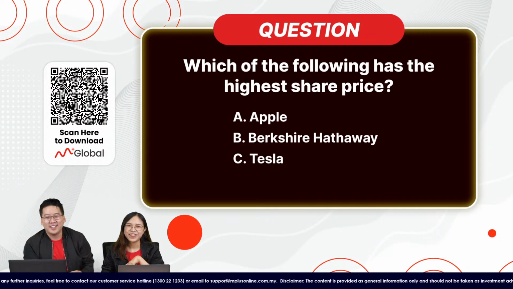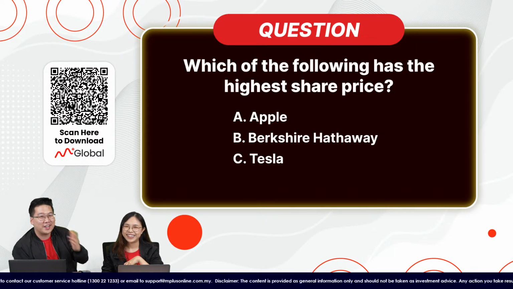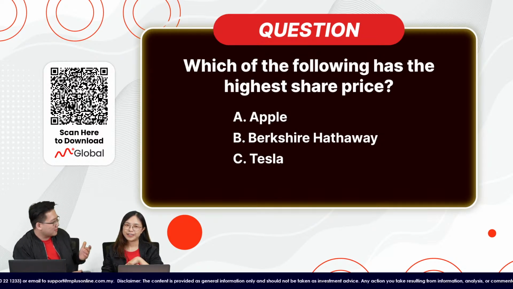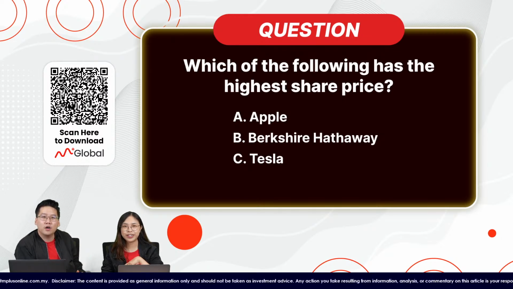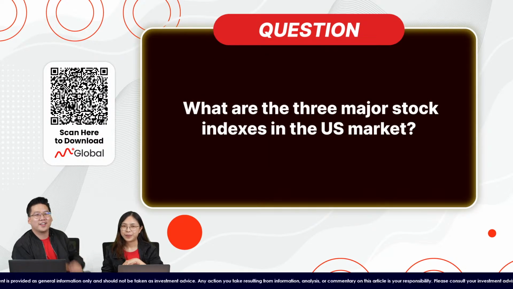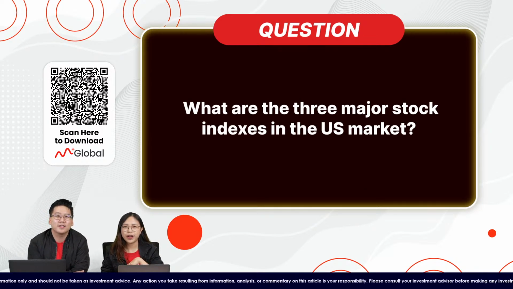Okay, all right. So obviously, congratulations to whoever answered B for Berkshire Hathaway. Congrats that you got the right answer. And we'll go on to, I think, our final question. Is it question number 4? This is question number 4, but I guess we have 5 questions. So the question is, what are the 3 major stock indices in the US market?